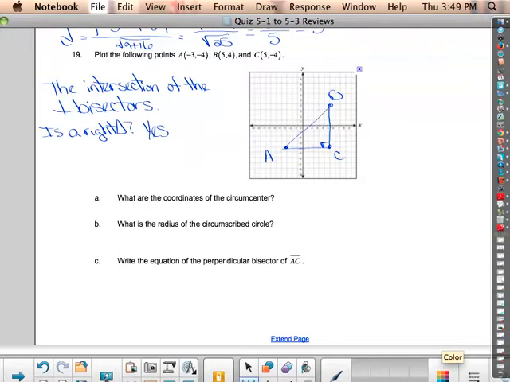So if this is a right triangle, then the circumcenter lies on the midpoint of the hypotenuse. So the circumcenter, in this case, can be found on the midpoint of the hypotenuse. Remember, that's not always going to be the case. It has to be a right triangle. So now I can find the midpoint of that line AB.